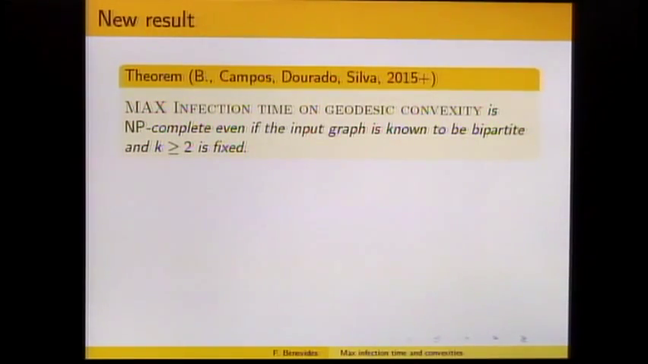In the geodesic convexity, we may say that the problem gets even harder, because even to decide if you can infect the graph in time at least 2 is a hard problem. Given the graph, you cannot know if the maximum infection time of your graph is just 1 or 2 in the geodesic convexity.